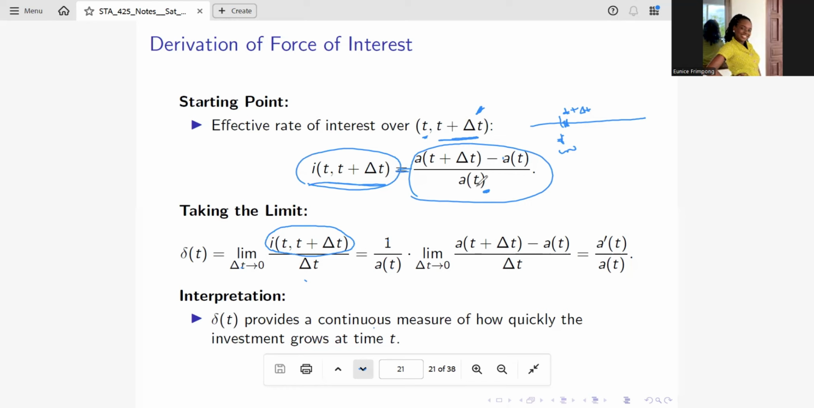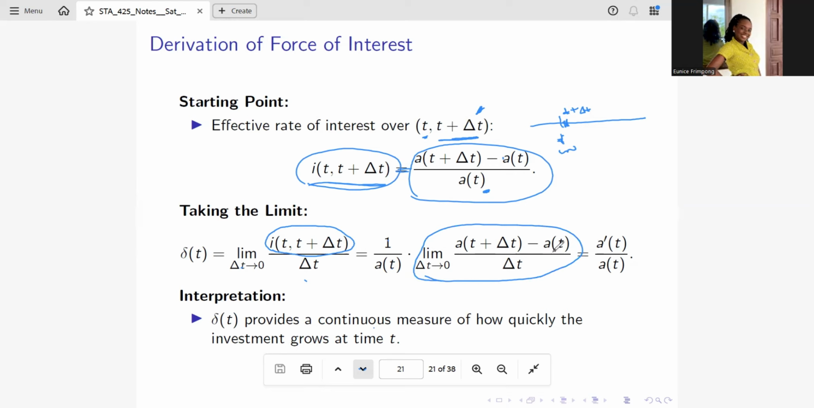I've already brought out 1 over AT. So I have this one left. But remember, I divided by change in t. So I have to bring my change in t here. Okay. Now this then is equal to, I have my 1 over AT here. So that's what I have in the denominator here. And then this entire thing is the first differential of AT by first principle.